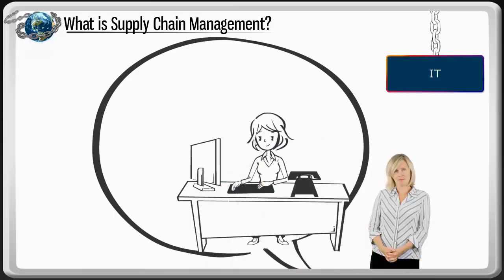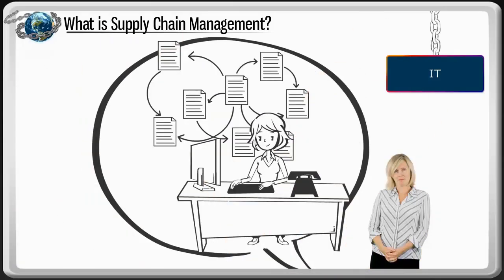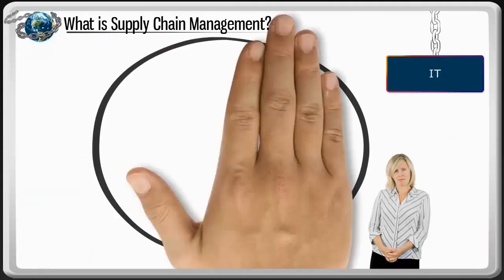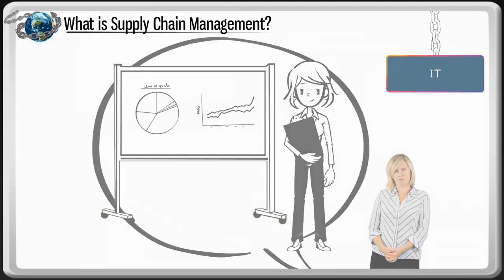IT. As an information technology professional, I automate processes, link business together using software, and develop reporting systems to manage data. All of these functions work together to positively impact my organization's bottom line.